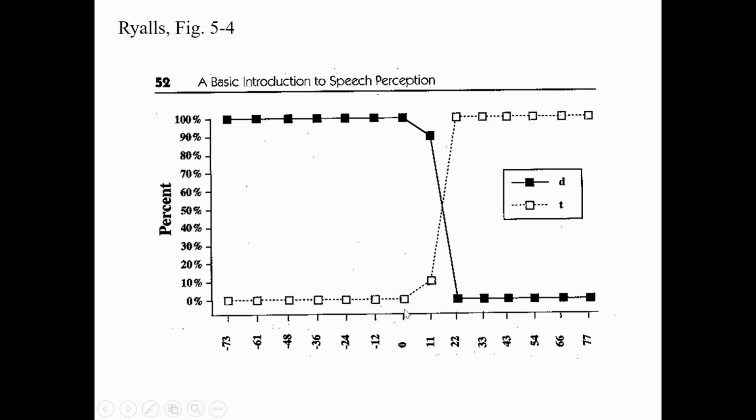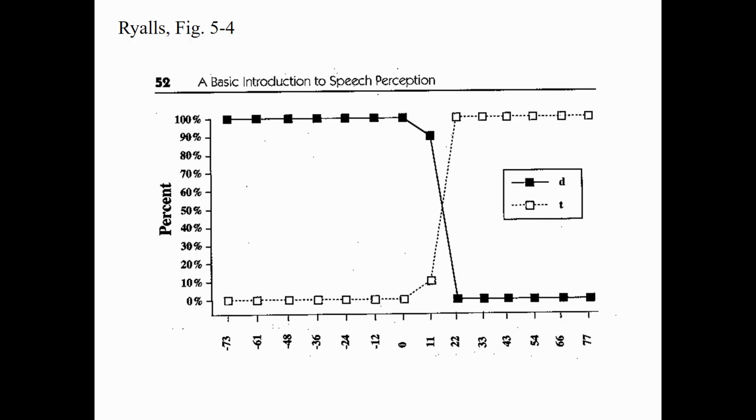It's not until you get to between 0 and 22 that anything changes. There's one stimulus here for which it's 10% of the time labeled as T and 90% of the time labeled as D, but that's the only stimulus that isn't responded to consistently. Now, this has been influential, and this is where I think we need to go back to the drawing board.